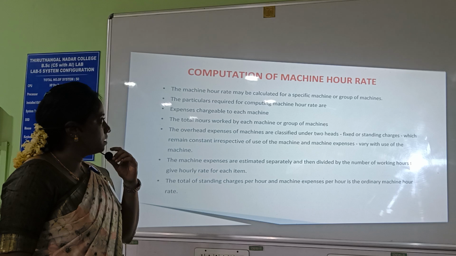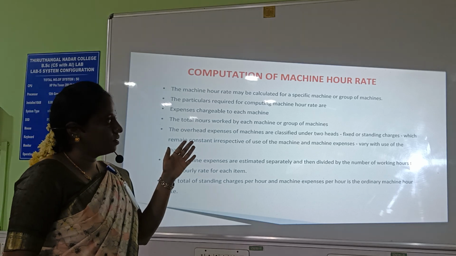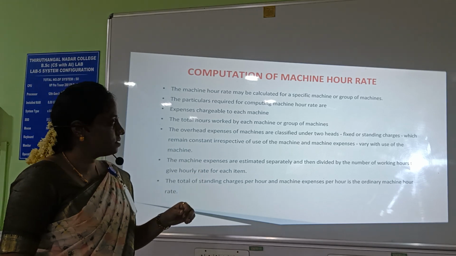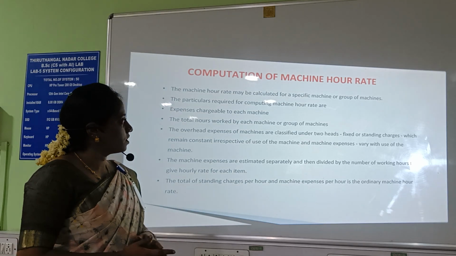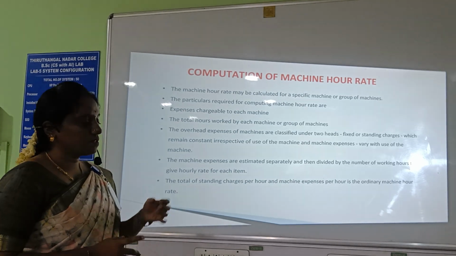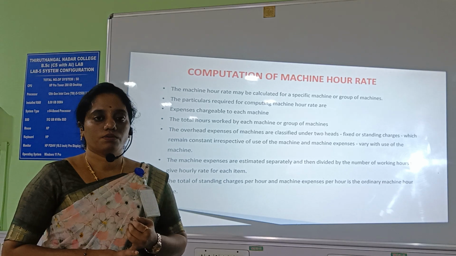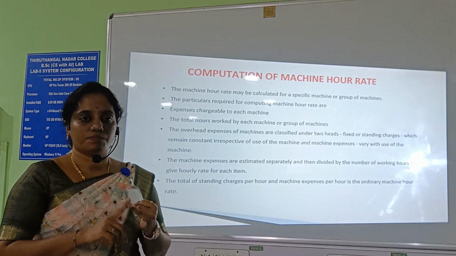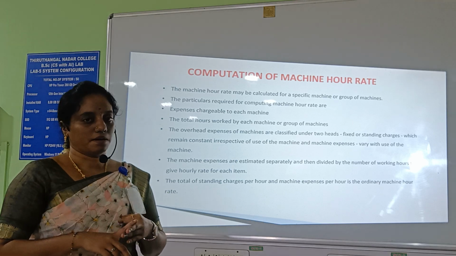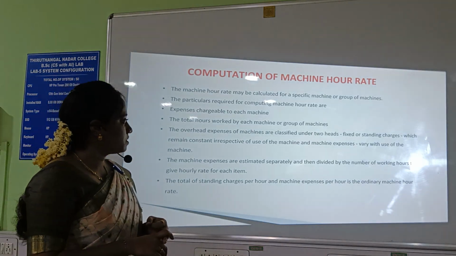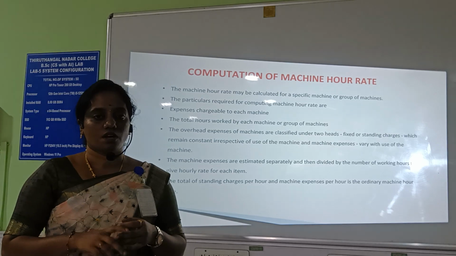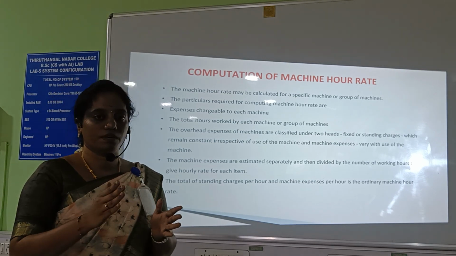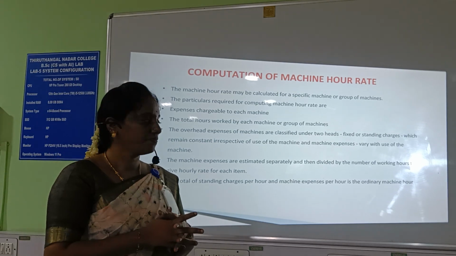Computation of machine hour rate. So machine hour rate can be calculated for a specific machine or a group of machines. So the particulars required for computing machine hour rate are expenses chargeable to each machine. As I already told you, what are the expenses which are chargeable to each machine, like depreciation, power, labor, etc. The total hours worked by each machine or group of machines. How long is the machine working? For 24 hours, how long is the machine working?